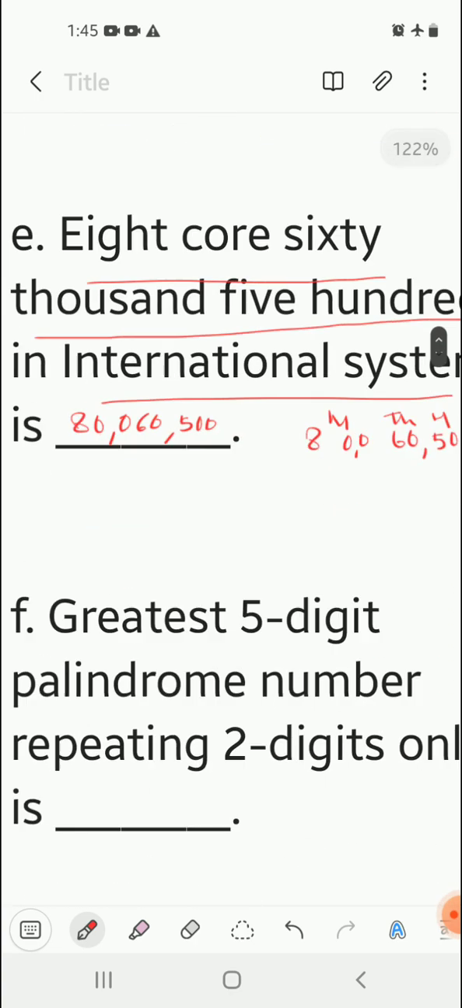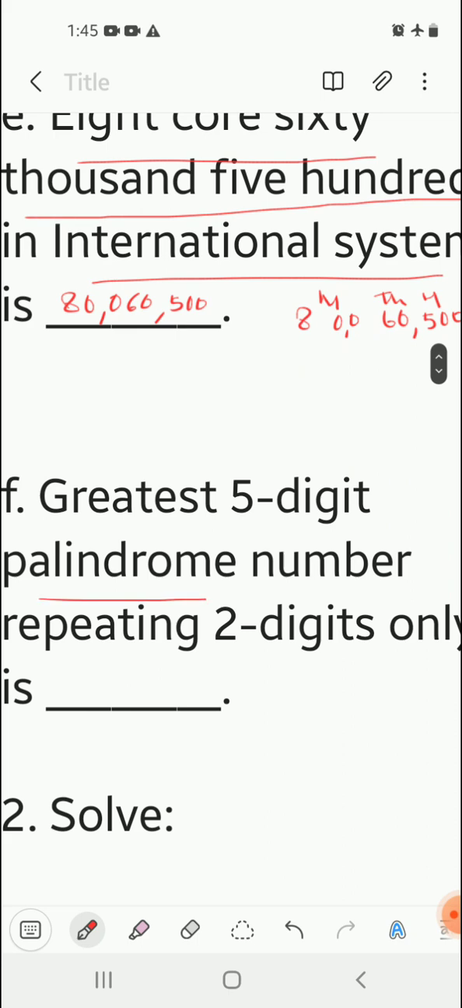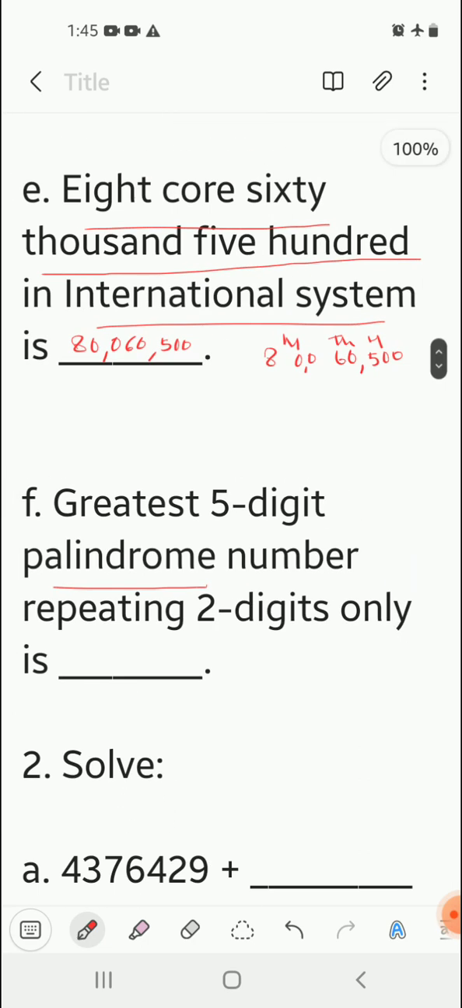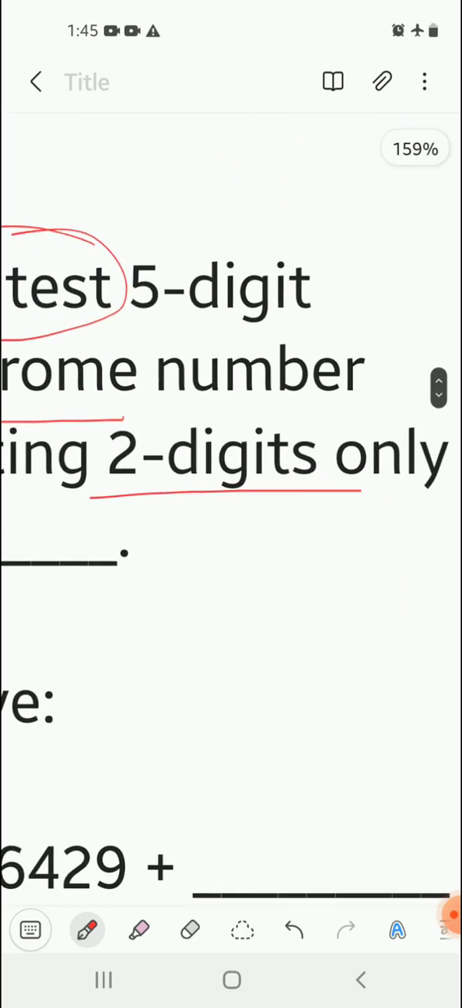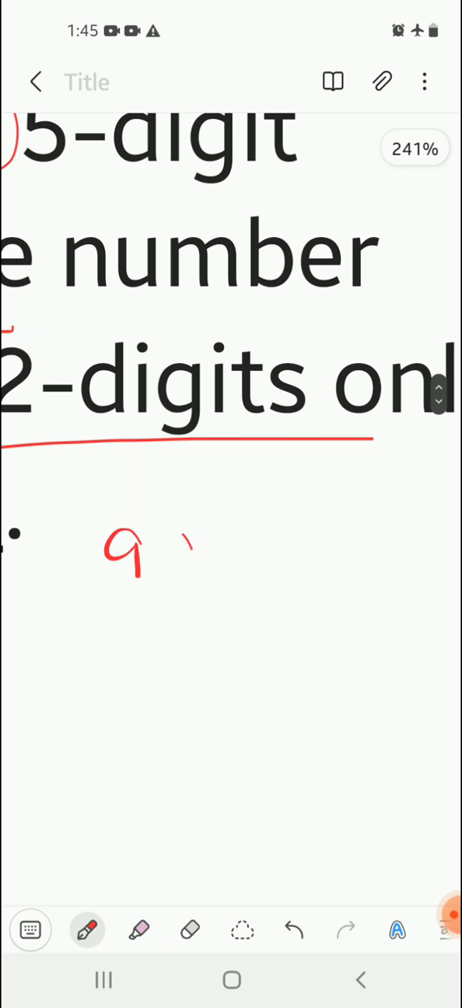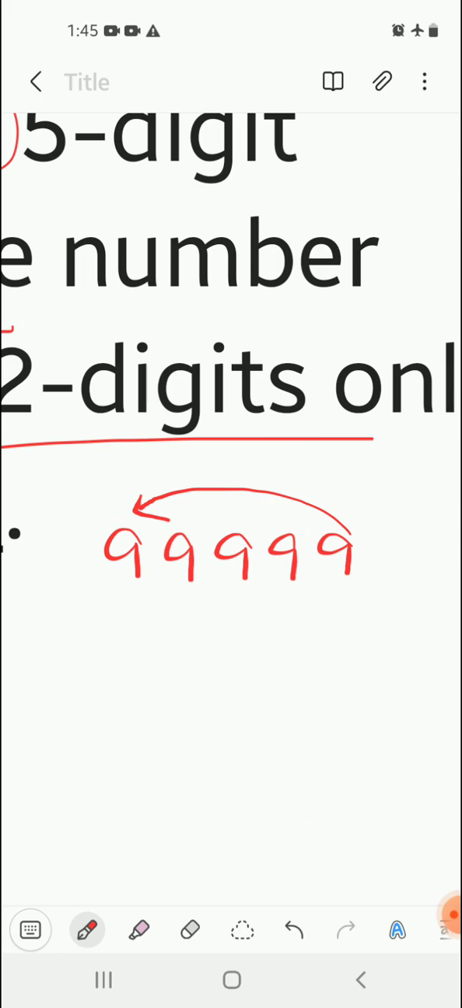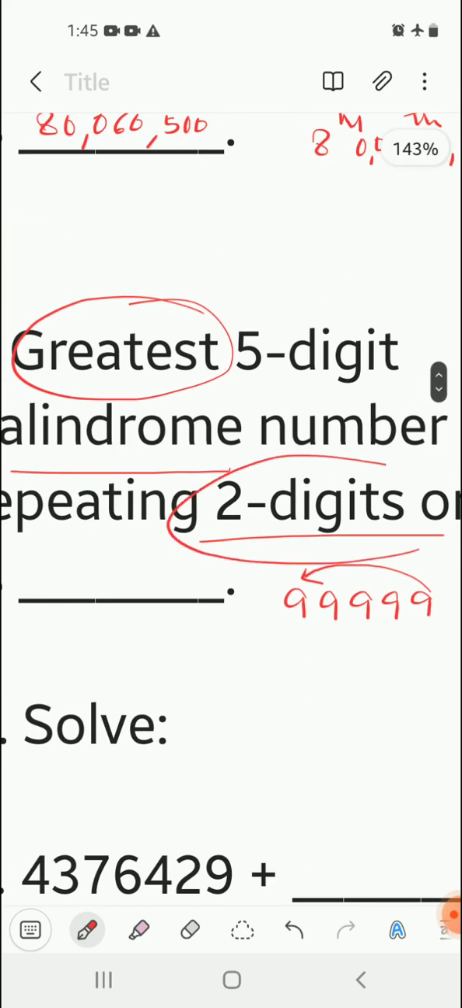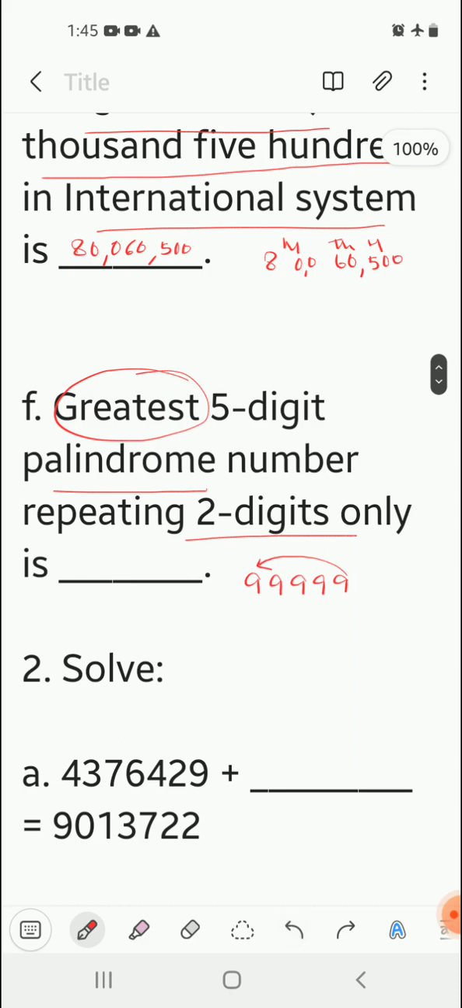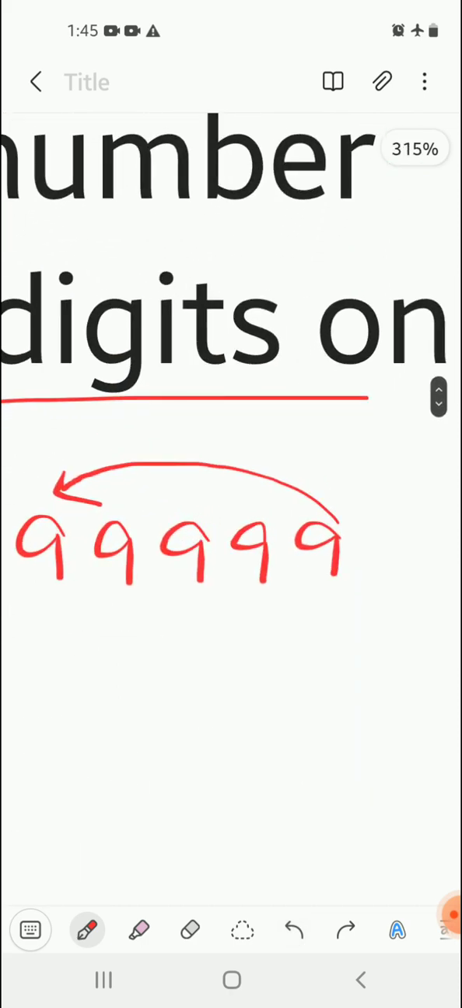Now we are going to move to the next question. Greatest 5-digit palindrome number. A number is called a palindrome when it looks the same when we write it in reverse order. Repeating 2 digits only, and we have to write the greatest 5-digit number. So the greatest 5-digit number, 99999, is also a palindrome because if you write it the other way around, we get the same number, but you have to repeat 2 digits. So for repeating 2 digits, you have to change a number.